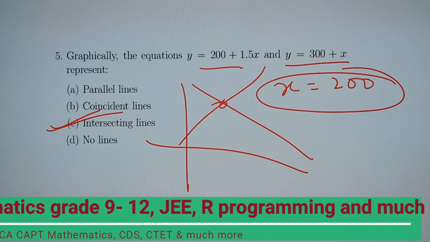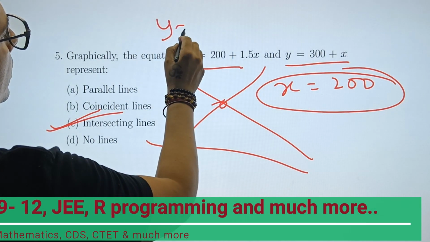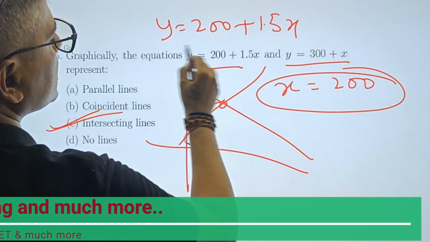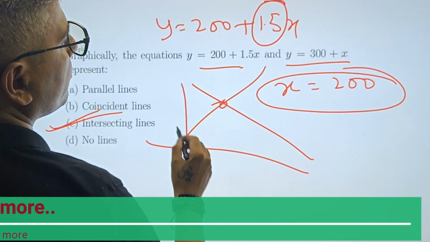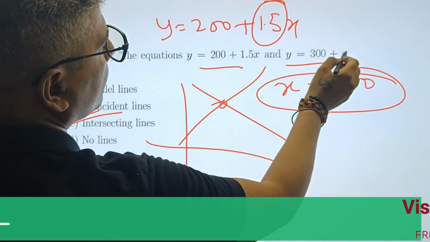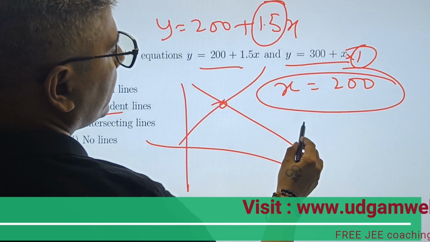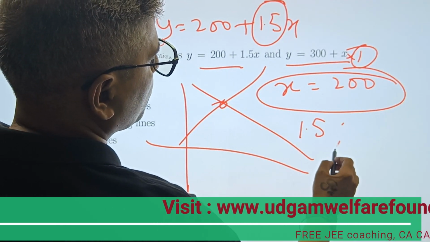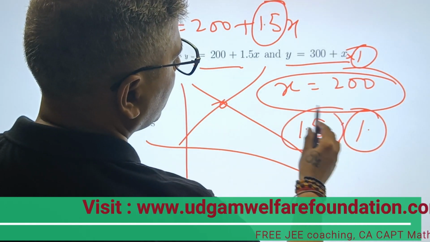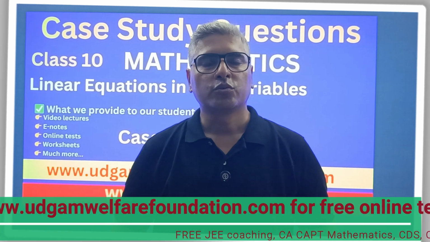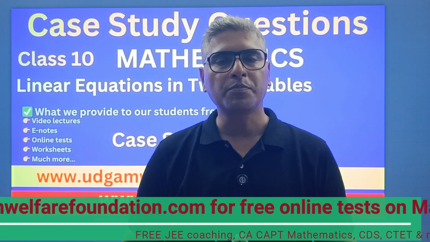Also, we can see that y equals 200 plus 1.5x has a slope of 1.5, and this particular line, y equals 300 plus x, has a slope of x into 1, that is 1. So both these equations have different slopes, 1.5 and 1. Therefore, when two lines have different slopes, they are going to intersect. So students, that was the last question of this particular case study.